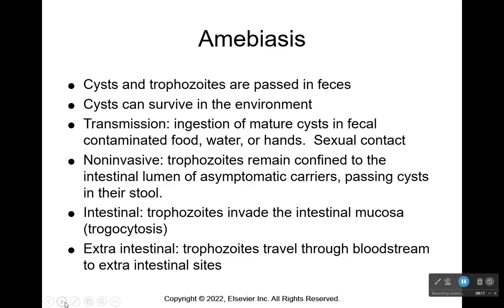How do we get this? We ingest the mature cyst in food or water or from our hands that is fecal contaminated. It can also be gotten through sexual contact. So again, here in the United States, we are a little better about hygiene. You go in any restaurant or fast food and employees must wash their hands. Like, do we not wash our hands anyway? But, you know, at home you have to be careful.